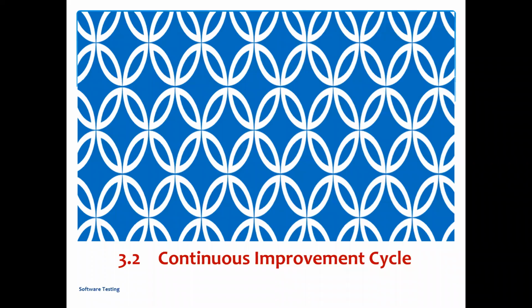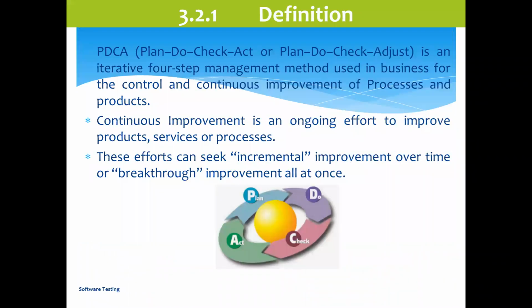Next is the continuous improvement cycle. Think of a day-to-day life cycle. You wake up in the morning at 5 a.m. or 6 a.m., then do some tasks, join some classes, go to college or office, like that. At the end you take dinner and sleep. So this is the life cycle of your day-to-day activity.